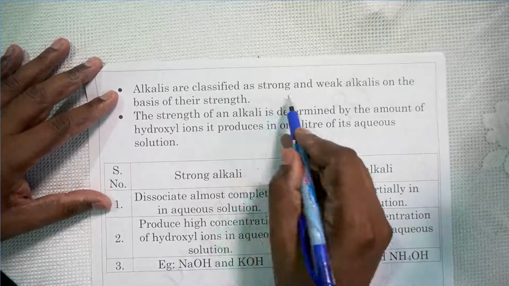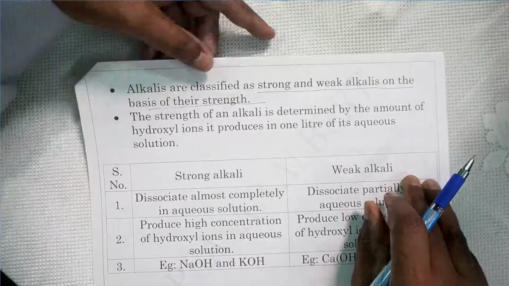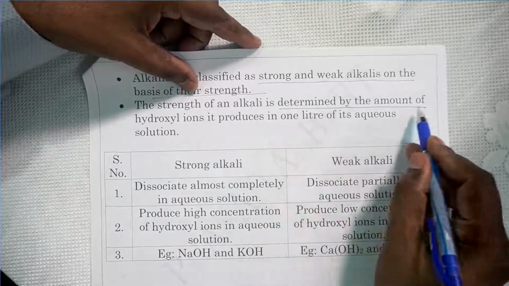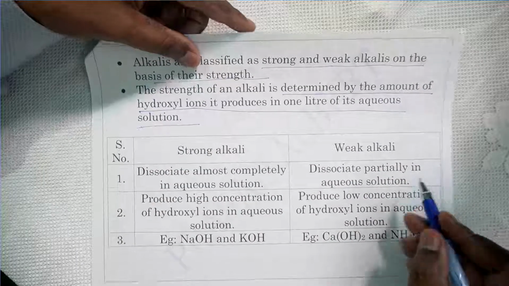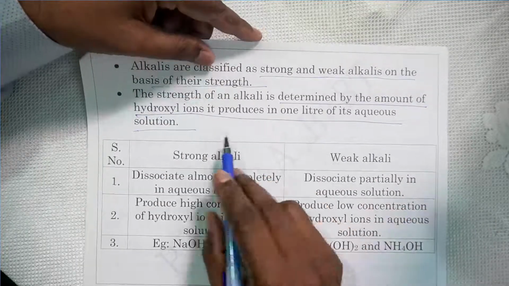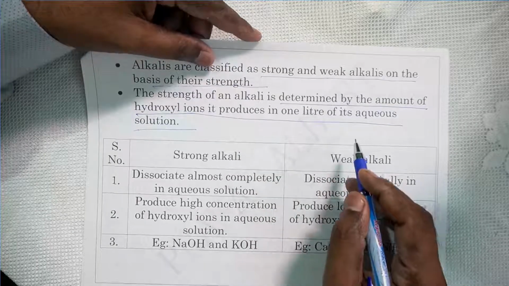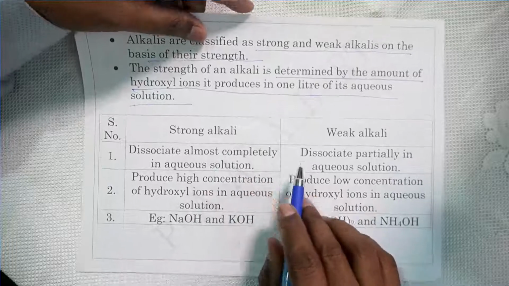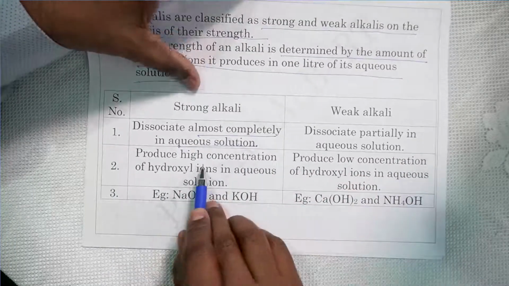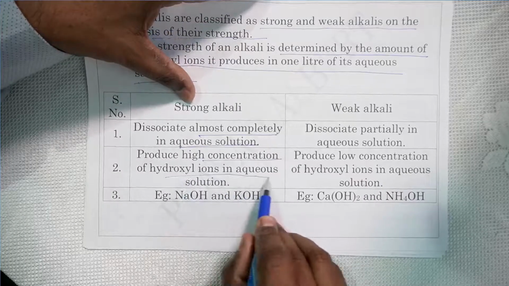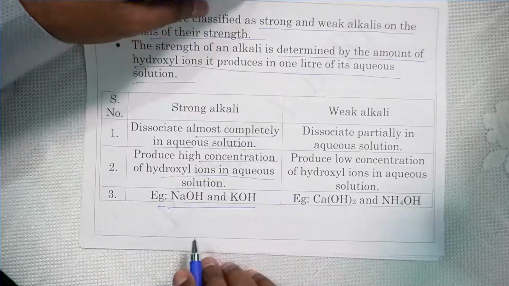Alkalis are classified as strong and weak alkalis on the basis of their strength. The strength of an alkali is determined by the amount of hydroxyl ions it produces in 1 liter of its solution. So if it produces more hydroxyl ions, it will be stronger. Less hydroxyl ions, it will be weaker. A strong alkali dissociates almost completely. Almost all molecules will dissociate. It will produce a high concentration of hydroxyl ions in aqueous solution, and therefore it is strong. Example, sodium hydroxide and potassium hydroxide.